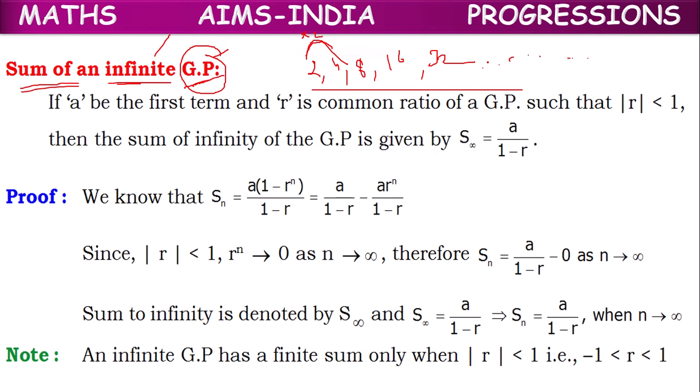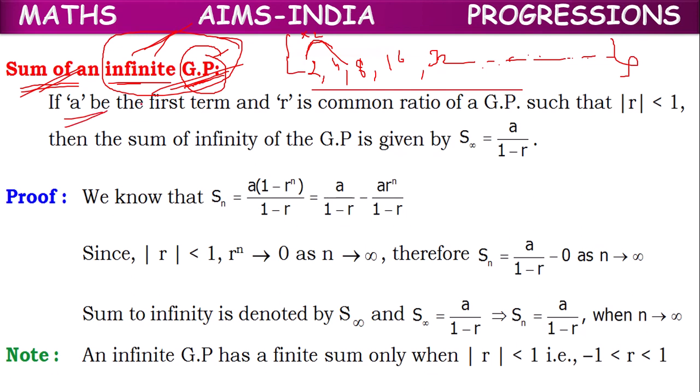If in that sequence, the number of terms is infinite, not countable, then it is called an infinite GP. For that infinite GP, if we want to find the sum of the terms, though it is infinite, approximately we can find the sum of that infinite GP. That topic we are going to discuss today.